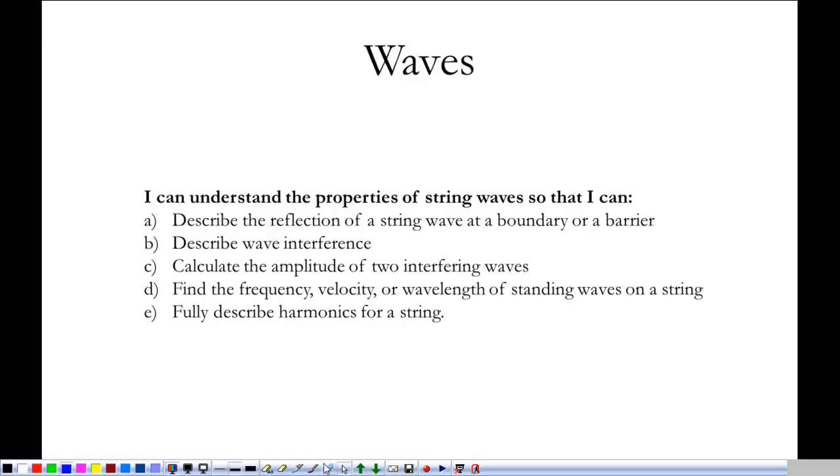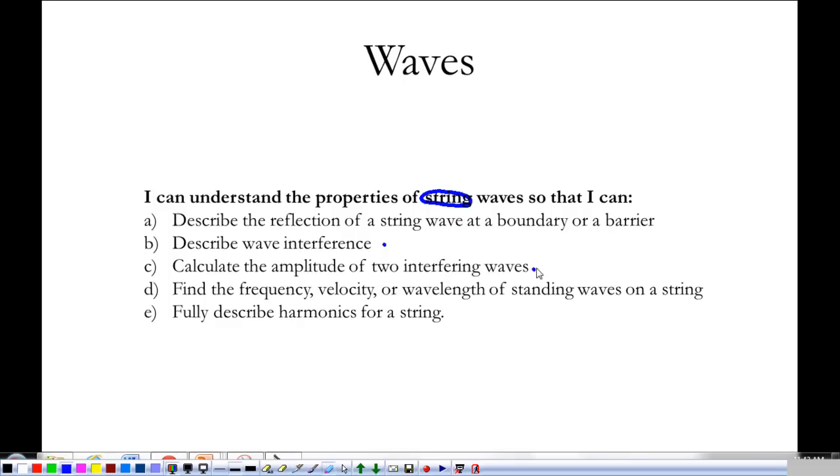Today we will continue with waves, and specifically we're going to begin talking about string waves. Waves on a string, waves on a spring. We're going to look at how they reflect off of a boundary or a barrier. We're going to describe what wave interference is. We're going to calculate the amplitude of two waves that interfere both constructively and destructively.